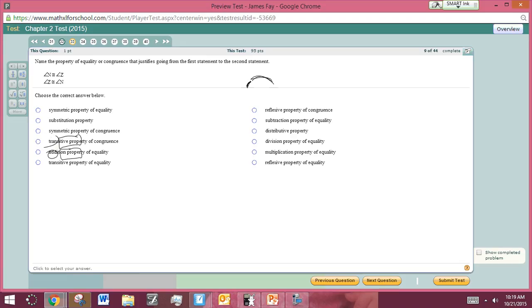Here we want to identify what is going on, what's the property. If n is congruent to z, then z is congruent to n. That's just flipping things. That's the symmetric property of congruence, because it's a congruency symbol. So symmetric property of congruence right there.